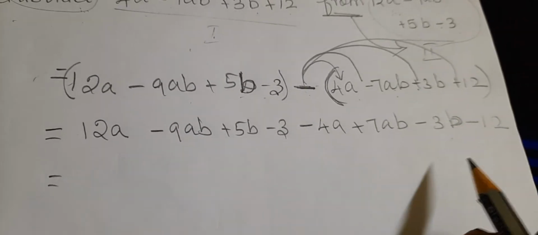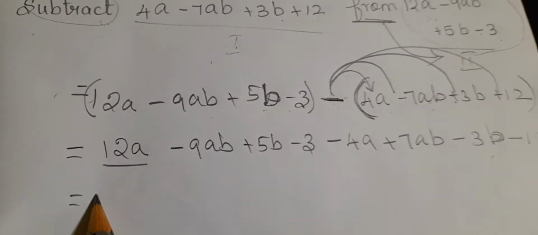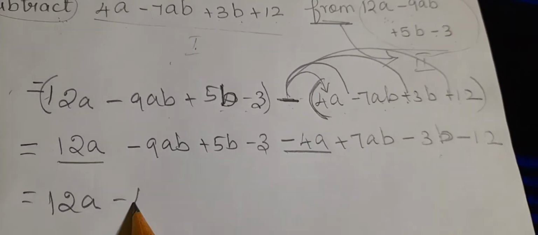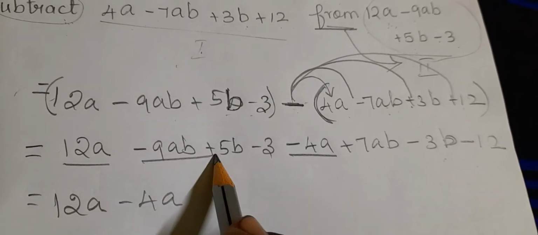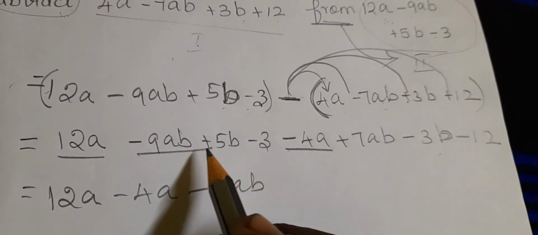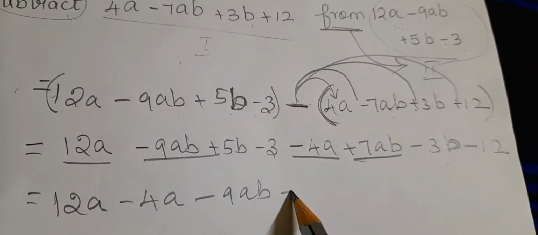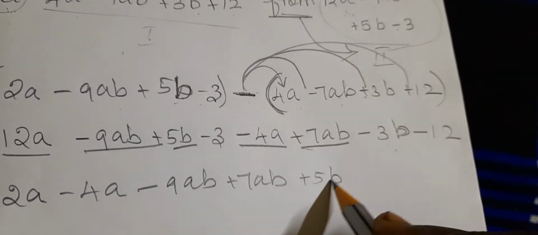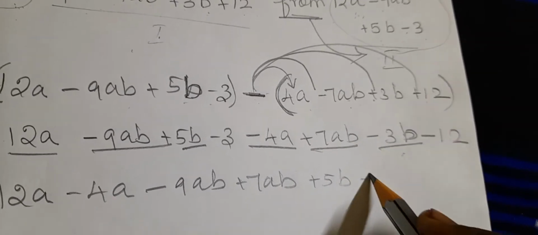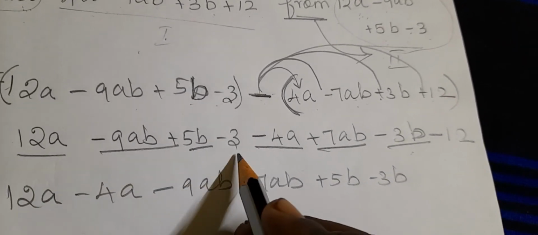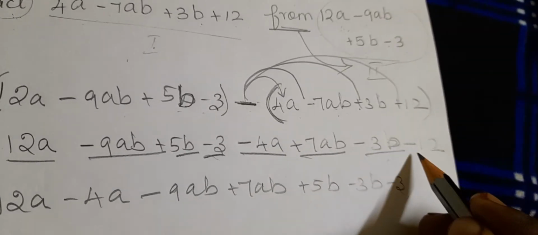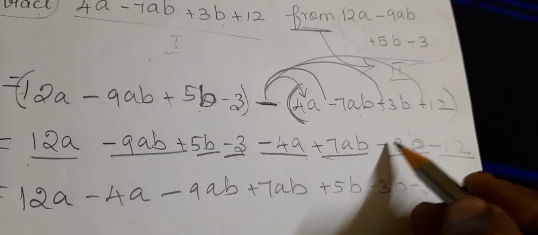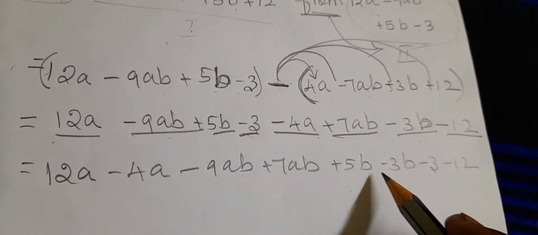Now let us gather like terms alone. This is 12a. Just search, is there any a term? Yes, it's minus 4a. Next, minus 9ab and plus 7ab, plus 5b. Next, minus 3b. Minus 3. Next, minus 12. See, we have underlined all the terms. It means we have arranged all the terms in this last step.